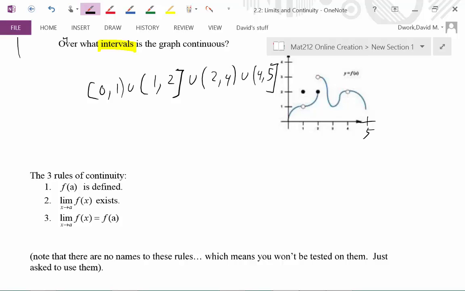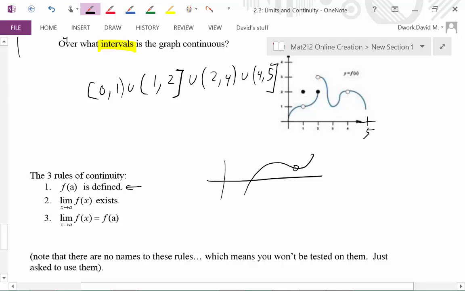So the 3 rules of continuity. The first rule, rule number 1, f of a is defined. If your graph is not defined at some value a, because there's a hole there, it can't be continuous. It has to be defined. Okay. Rule number 2, the limit as you approach a must exist, meaning they both must approach the same value. If they don't approach the same number, then it can't be continuous.